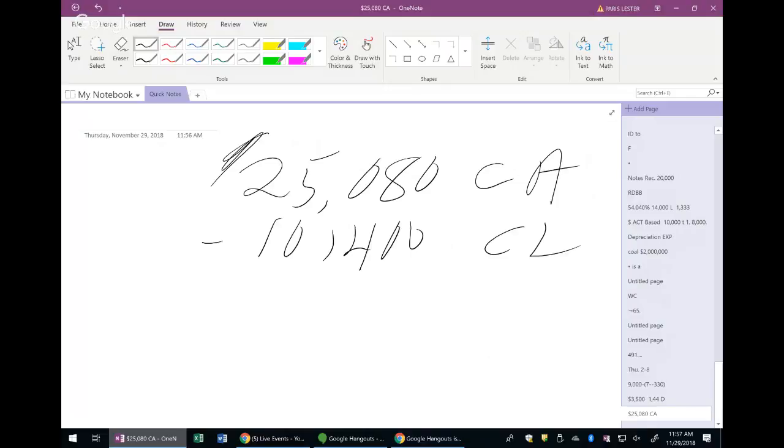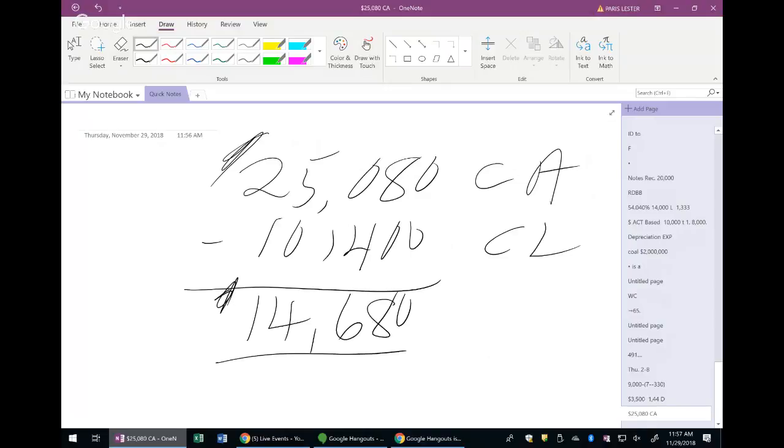All right, what did you get for working capital? Anna? 14,680. Now, did everybody not do what Anna did? Just go find your current assets and go find your current liabilities for this year on page 749, and come up with working capital of 14,680.